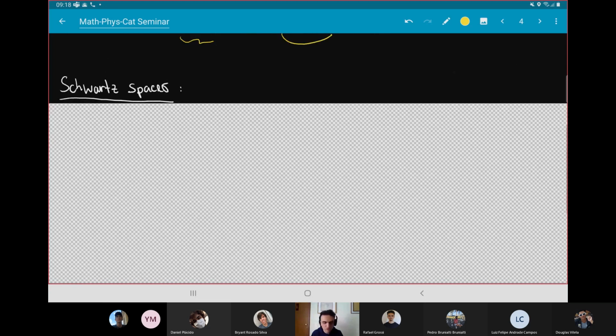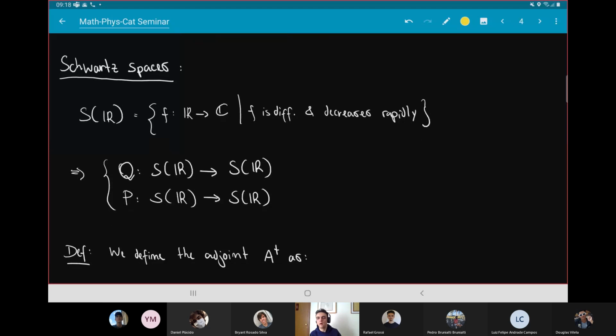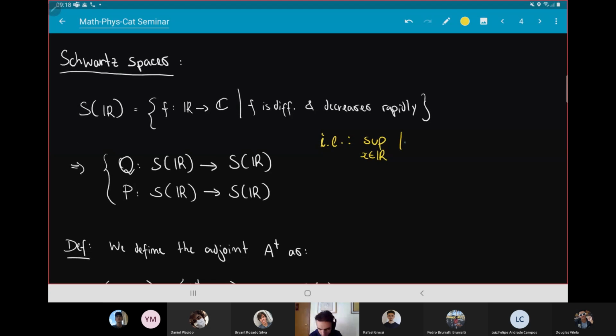And that motivates us to use Schwartz spaces to define these operators. Schwartz spaces are defined as being the space of functions that decrease more rapidly than any inverse of a polynomial, i.e., that means that if you take the supremum for an x belonging to R of the modulus of a polynomial x to the beta times the derivative of the function, this must be finite. Okay, and so this is the Schwartz space.